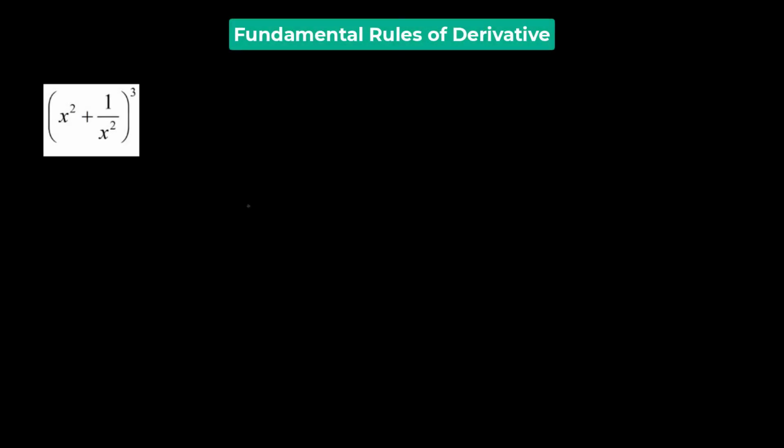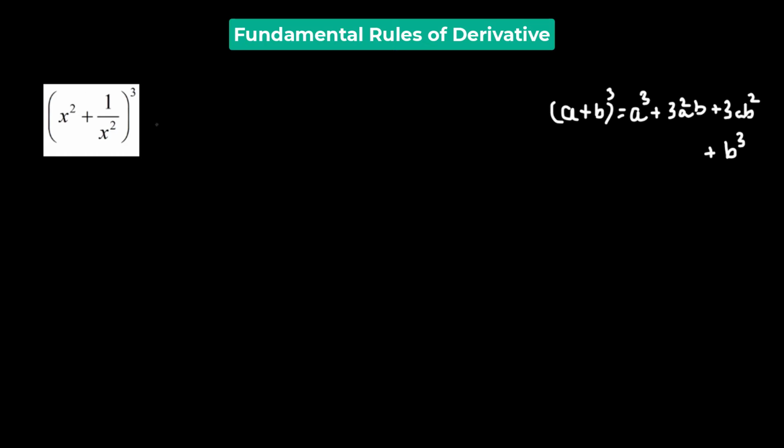So here we need to determine the derivative of the function (x squared plus 1 over x squared) whole cubed. What we're going to do here is apply the identity that (a plus b) whole cubed is simply equal to a cubed plus 3a squared b plus 3ab squared plus b cubed.